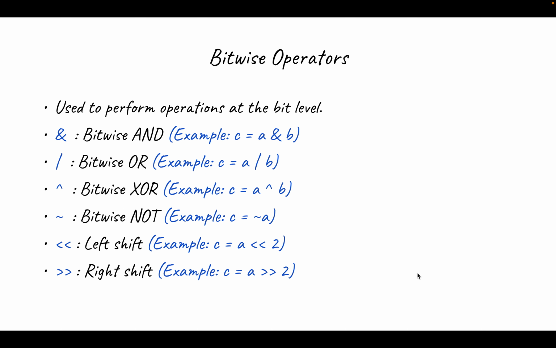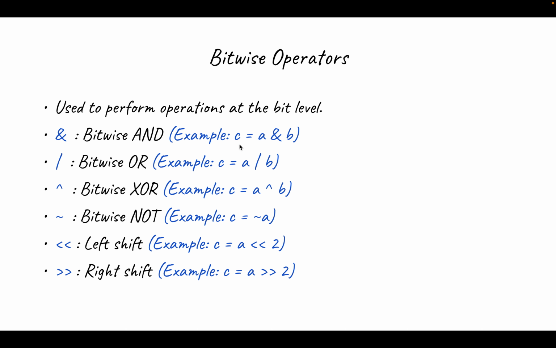Bitwise operators are used to perform operations at the bit level like bitwise and, bitwise or, bitwise XOR, bitwise not, left shift, right shift. These are the symbols: bitwise and, bitwise or, bitwise XOR, bitwise not, left shift, right shift.